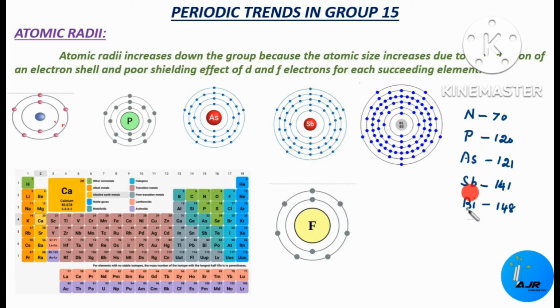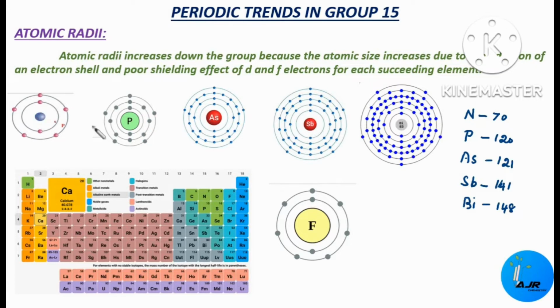Why is it increasing down the group? Because the atomic size increases due to the addition of an electron shell and also due to the poor shielding effect of d and f electrons for each succeeding element. From nitrogen to bismuth, the atomic number is going on increasing. When atomic number increases, extra shells will be added.